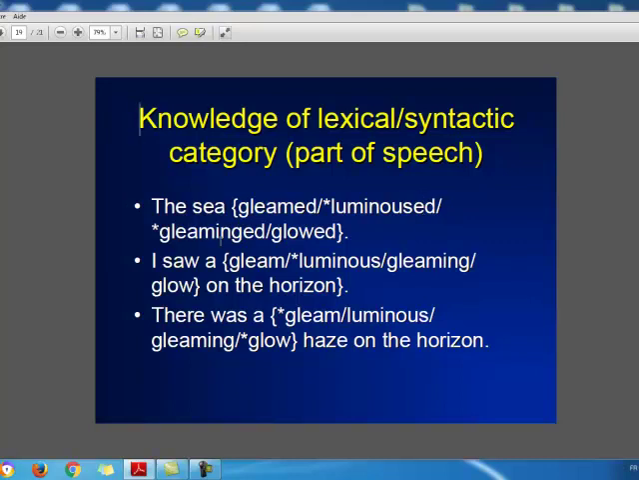The sea gleaming, of course not. Once again, it's not possible. The sea glowed. This is possible because glow is a verb. So we can make the difference between different parts of speech according to the context in which they appear in the sentence here. I saw a gleam. Look at this indefinite article.